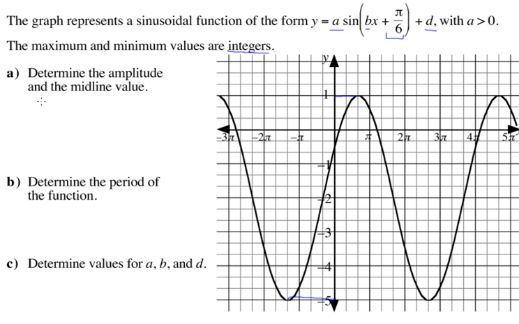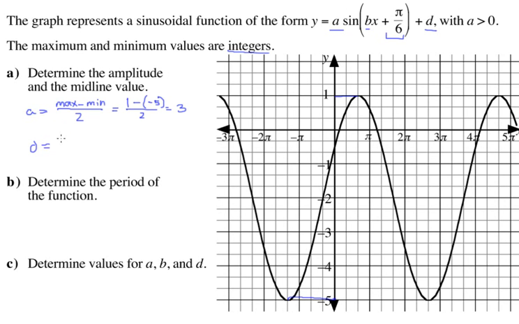So the amplitude we've seen before is your maximum value minus your minimum value divided by 2. That's 1 minus, and the minimum value is -5. That's 6 over 2, so the amplitude is 3.